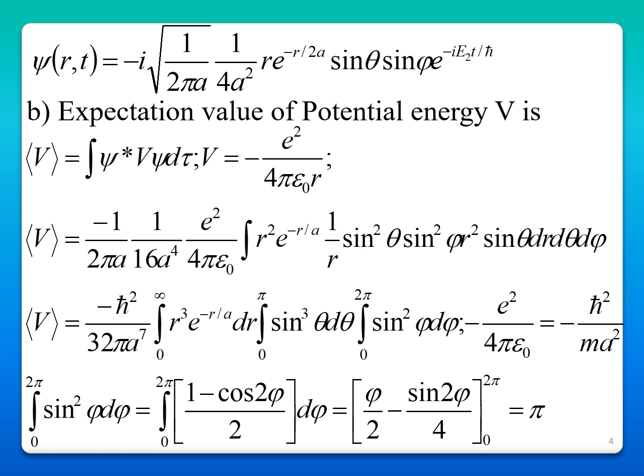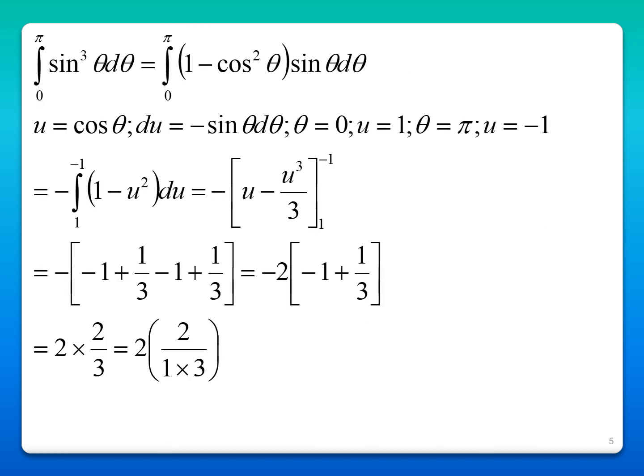So if you integrate integral from 0 to 2 pi sin squared phi d phi, that sin squared you can write as 1 minus cos 2 phi by 2. Once again if you integrate and substitute the limit, you are getting pi. Next, integral from 0 to pi sin cube theta d theta, and that sin cube theta you write as 1 minus cos squared theta into sin theta d theta. You take u as cos theta and du is minus sin theta d theta. If theta is equal to 0, then cos theta is 1, so u is equal to 1. When theta is equal to pi, cos pi is minus 1, so u is minus 1. So if you substitute these values and integrate and substitute the limit, you are getting 2 into 2 by 3.